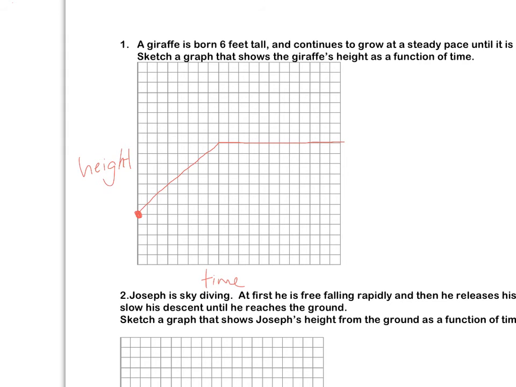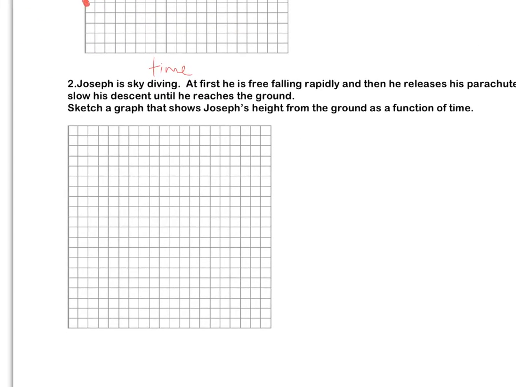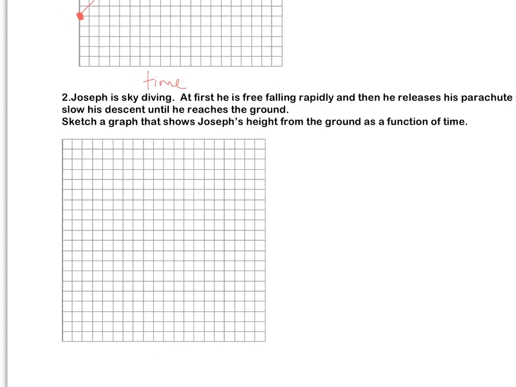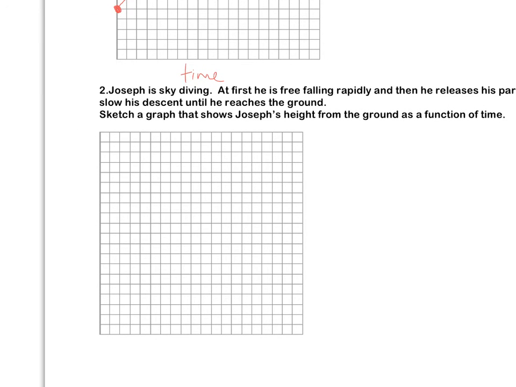Finally, number 2, Joseph is skydiving. At first he is free falling rapidly, and then he releases his parachute until he reaches the ground. 2 variables, once again, time on the x-axis, and on the y-axis is the height from the ground.